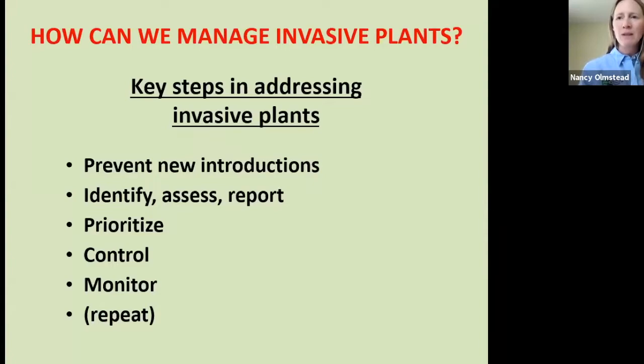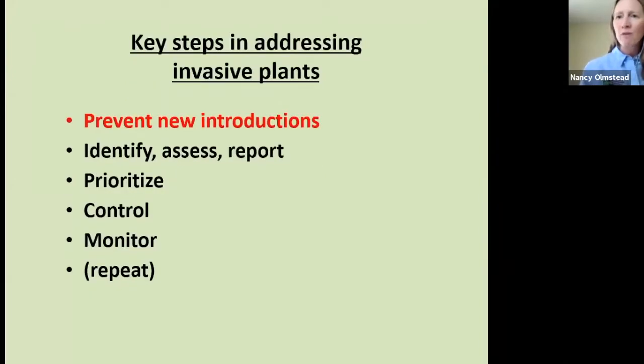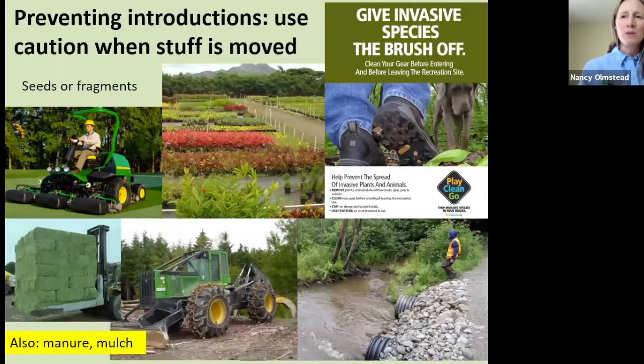So we'll go through this process in detail, starting with how do we prevent new introductions? And really the key way that we do this is we use caution when stuff is moved. And that sounds a bit vague. So what do I mean? Well, we're talking about plant seeds or fragments that could be moved in a variety of situations. Starting at the top left, this photograph shows a gentleman on a mowing machine. When equipment is brought to a property, it can transport seeds or fragments. There's lots of nooks and crannies in the equipment, and that can accidentally spread the problem.